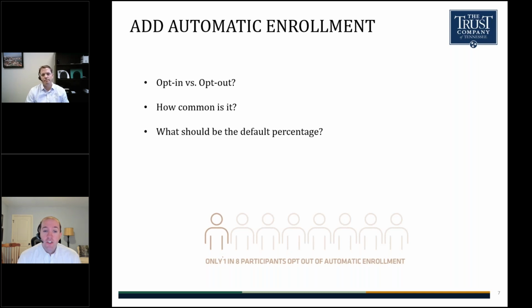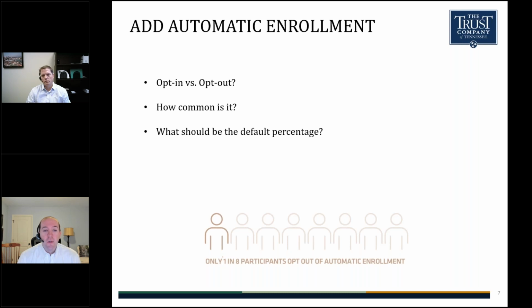Yeah, that's a really good question, and the typical answer is it depends. Most commonly, we see somewhere between 3 to 6%. But what I would say is, look at your match and try to base it off of that. So maybe if you offer 100% match on 3%, 3% would be a really good place to start because then they're fully taking advantage of the match right off the bat.